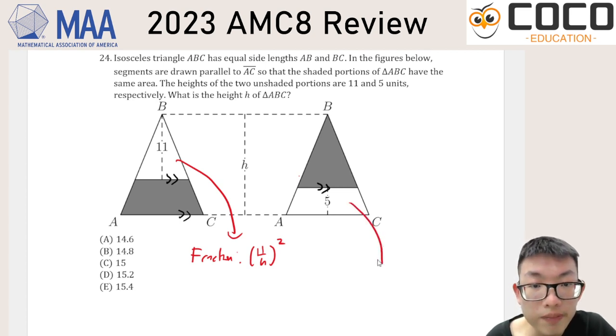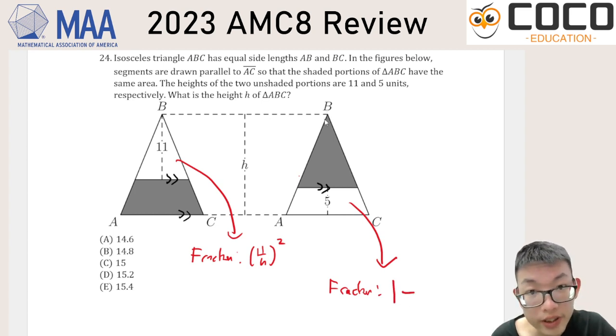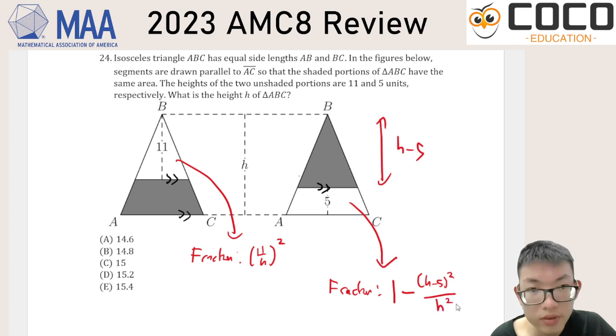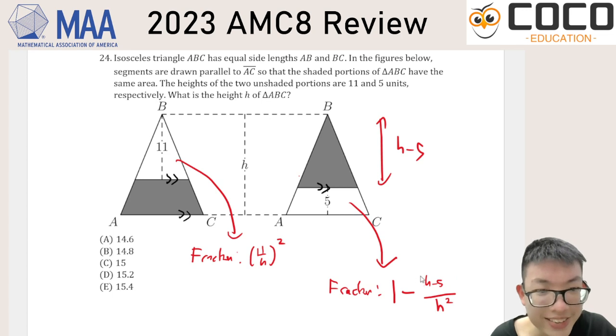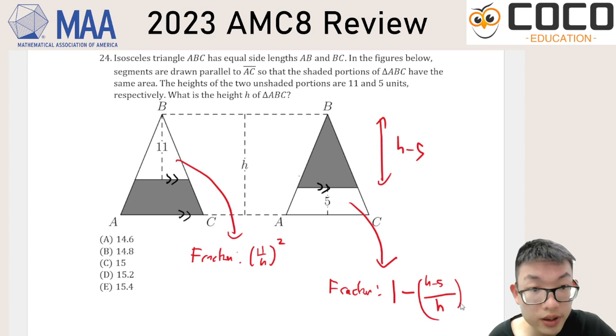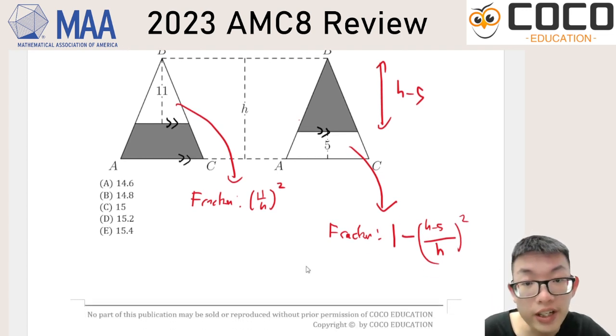And the fraction occupied by this would be 1 minus the fraction from the shaded area, and the shaded area has height h minus 5. Maybe I should keep my formatting a little bit more consistent, right? So I'll write it as h minus 5 over h whole thing squared. So both of these are supposed to be the same.